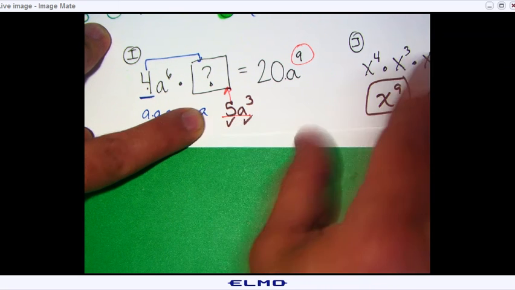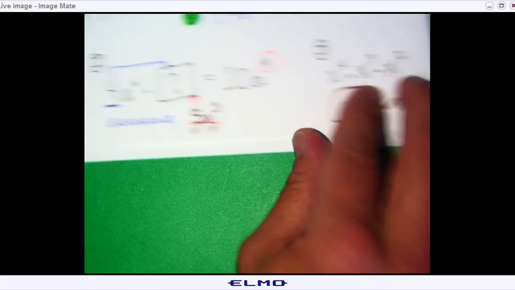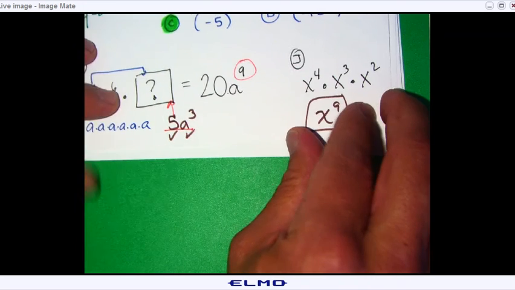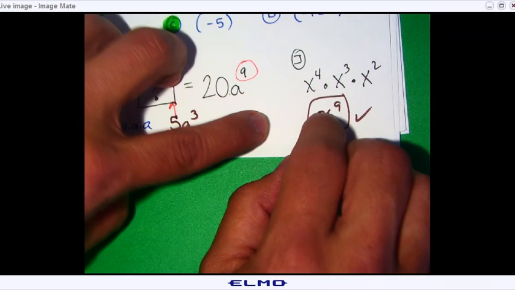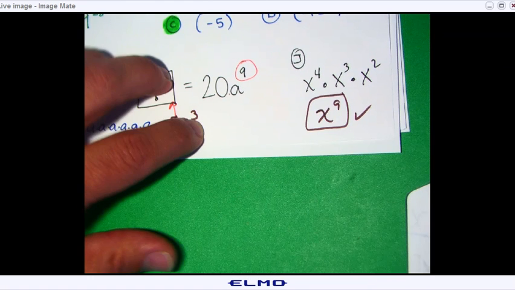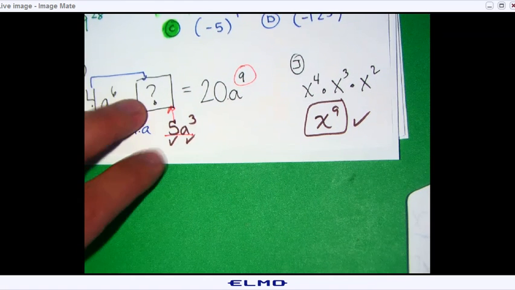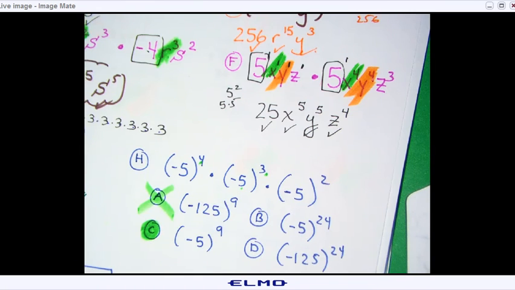Good? And then the last one, everybody most likely got this one right. Okay? X to the 4 times x to the 3 times x to the 2 is x to the power of 9. All right? There you go. Good job, guys. All right. So now we're done. Here we go.